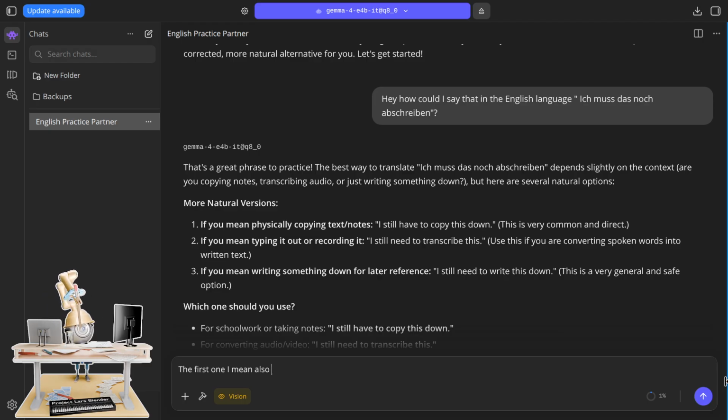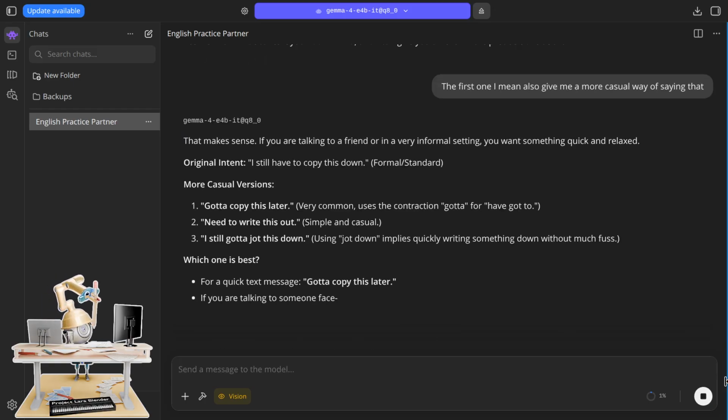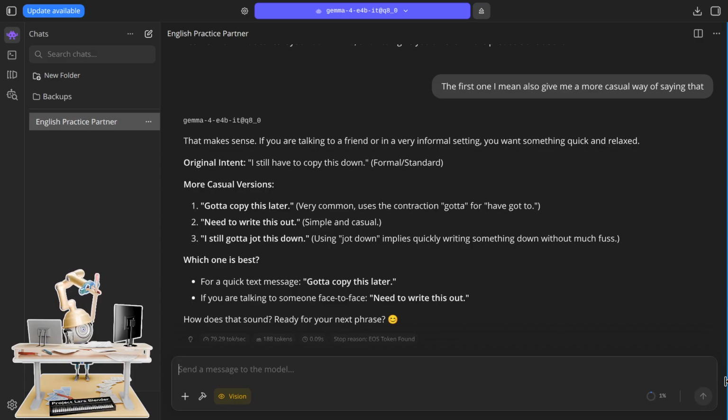Also, give me a more casual way of saying that. So, gotta copy this later, need to write this out. I still gotta jot this down. That's awful. Okay, gotta copy this later, need to write this out. Yeah, I like this. I need to write this out.